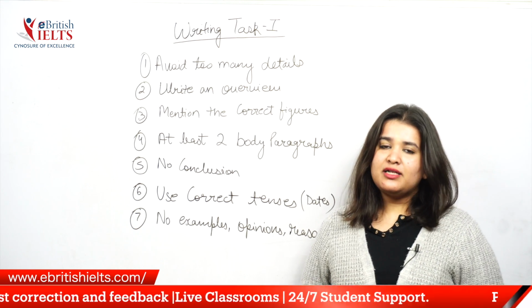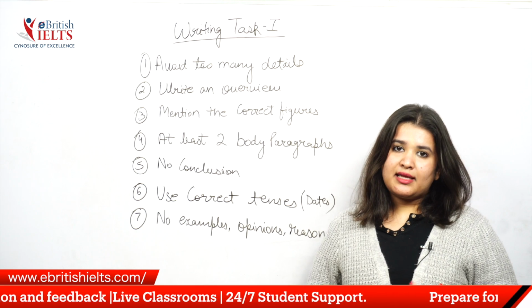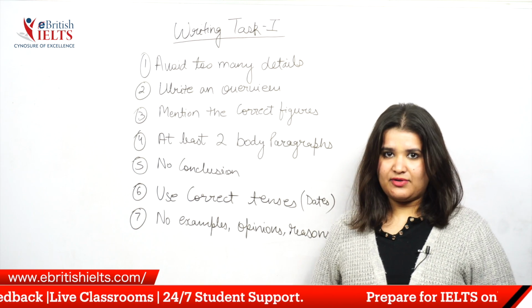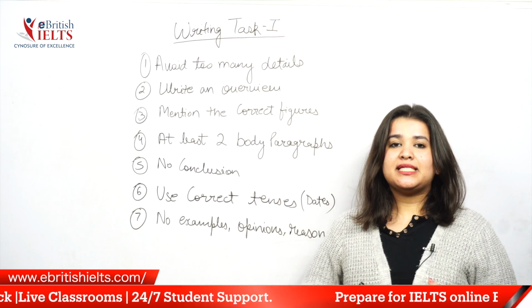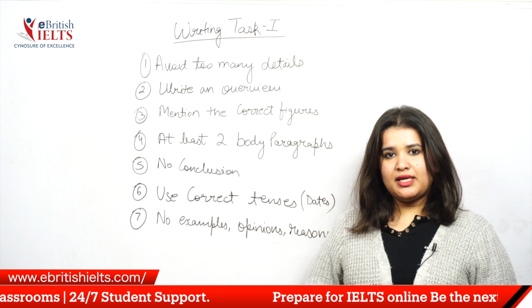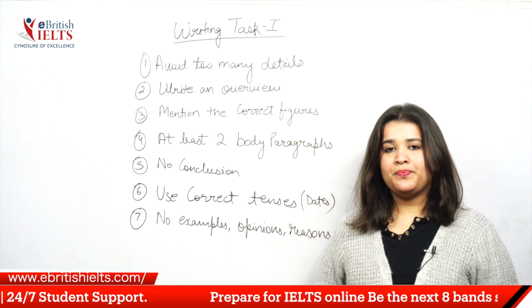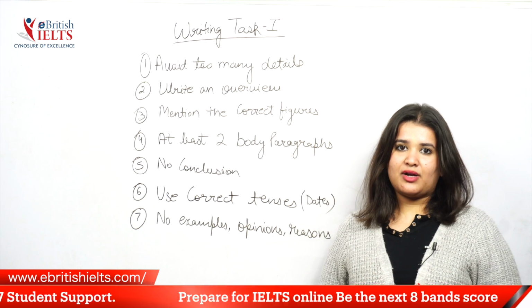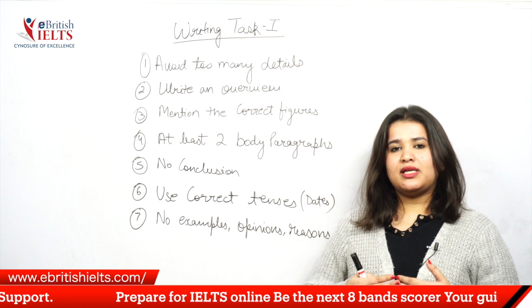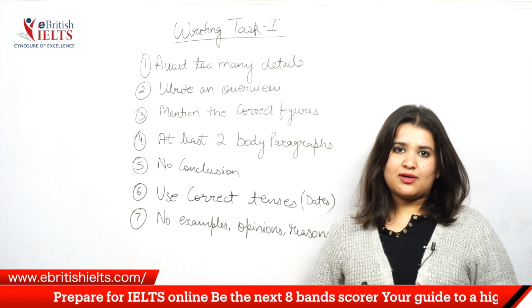So what is that format? First, we write an introduction, and in the introduction, we always paraphrase the question, whatever information is given. Then the second part is writing the overview. Now, an overview is a general summary of the whole question, of whatever the data is given to you. And the third part is the main body paragraph, where you have to explain everything in detail. So this is the 3-step format that we usually follow to write the writing task 1.